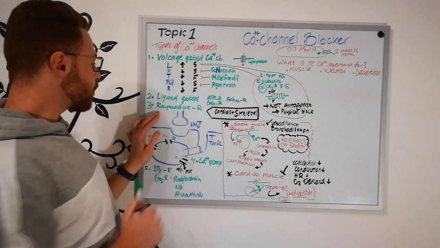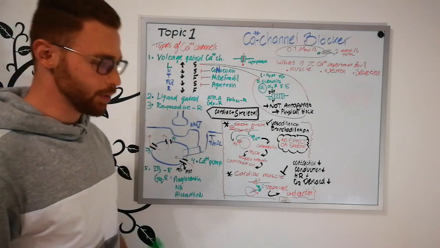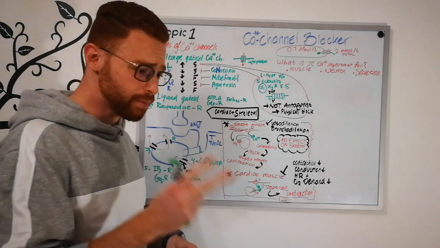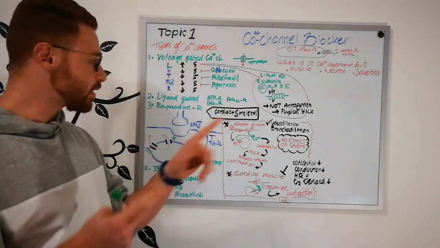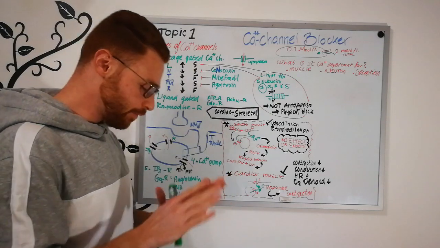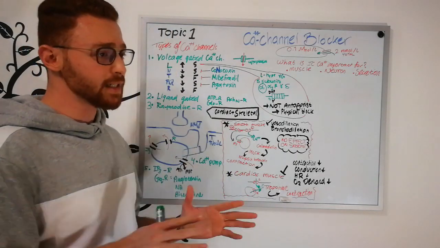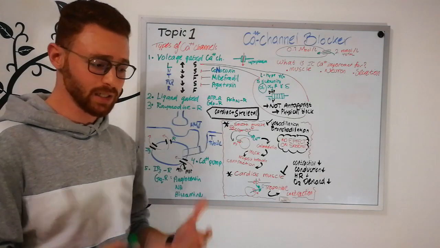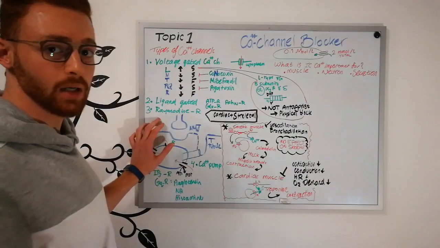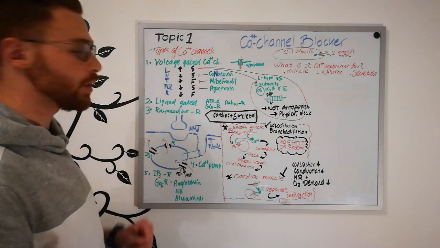Anyway, jumping to the third type, the ryanodine receptor. The ryanodine receptor is present only in two types of muscles, the cardiac and the skeletal. So it is a very huge mistake to say that the ryanodine receptor is present in the smooth muscle, since the mechanism of contraction in the smooth muscle is a little bit different. The third type of the calcium channels is basically the ryanodine receptor.